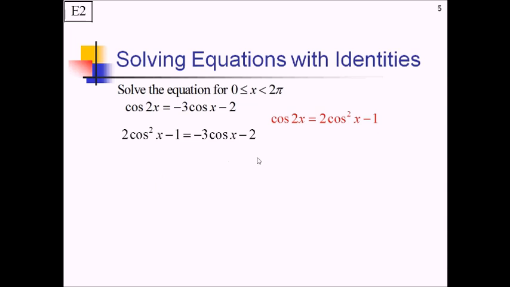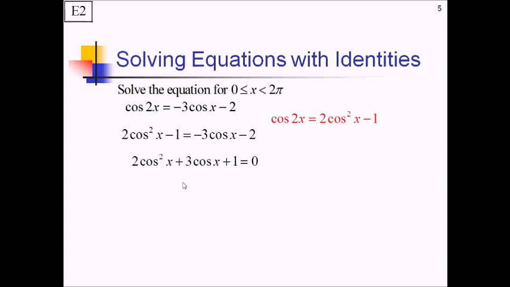So let's get everything over to the left side. We can do that by adding the 3 cosine and adding the 2. So that'll give us 2 cosine squared plus 3 cosine plus 1. And now we have to, let's see, this looks like we ought to be able to factor it, right?